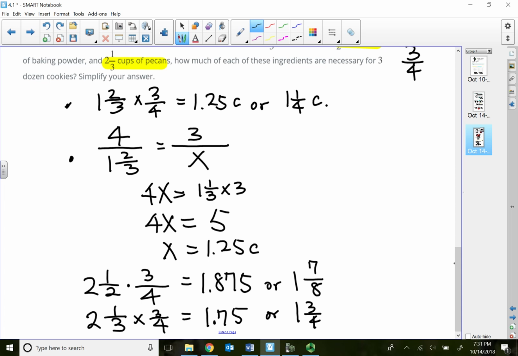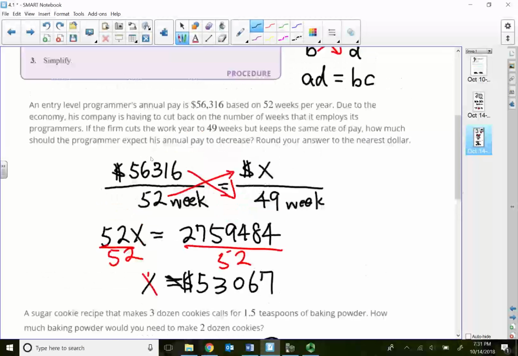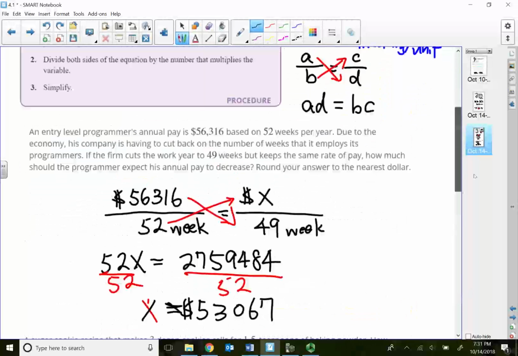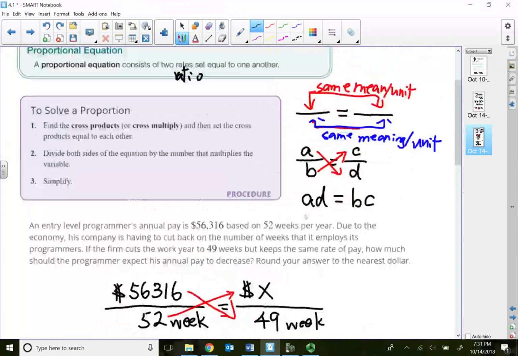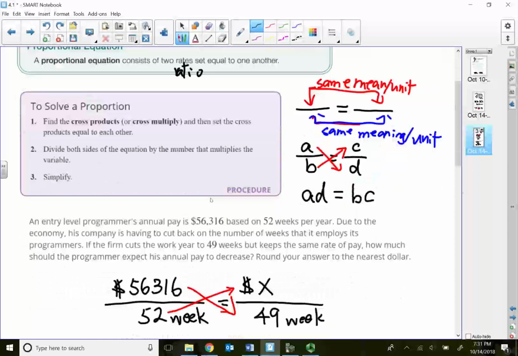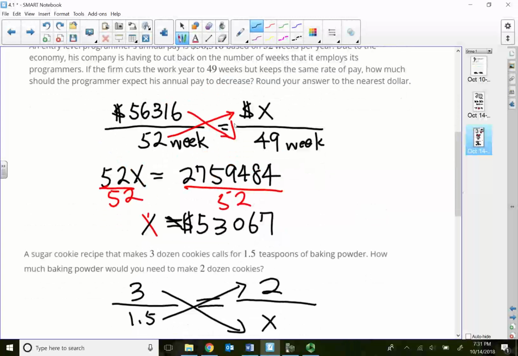So just using proportions, I did a couple of examples of cooking and decreasing in annual pay here. Proportion is very, very common. Students have different ways of solving proportions, but I at least wanted to set it up one time to show you how we can set them up as a proportion and solve for x.